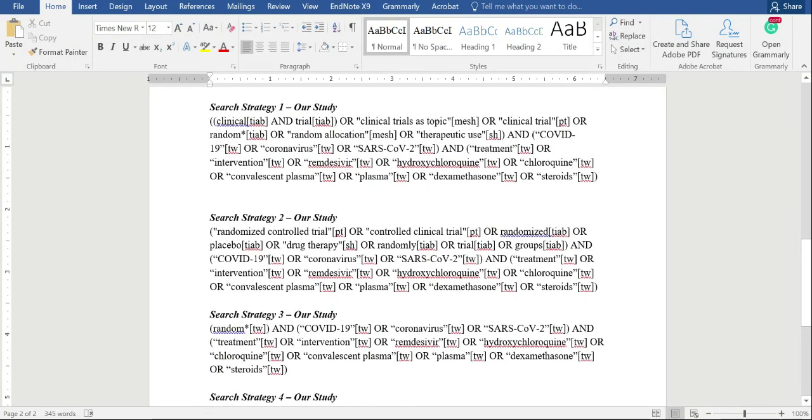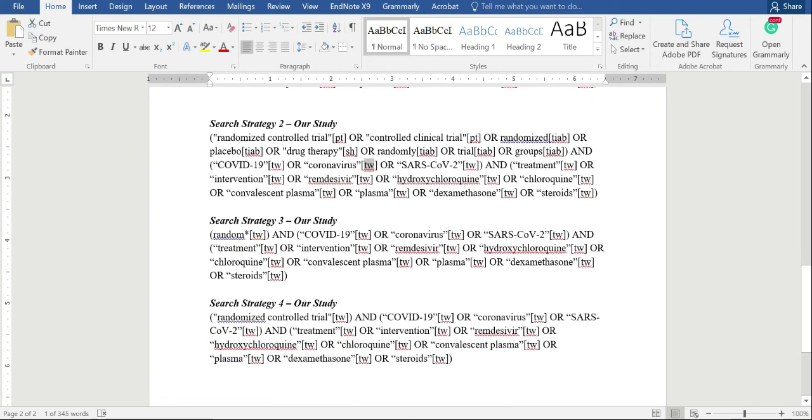And please let me know how many results you get from each of these search strategies, using strategy 1, 2, 3, and 4. As you can see, it's going to be different when it comes to how we select for the randomized clinical trials, and when it comes to using our search terms. Here we have used all the text words just to make it simplified, at least for this stage.